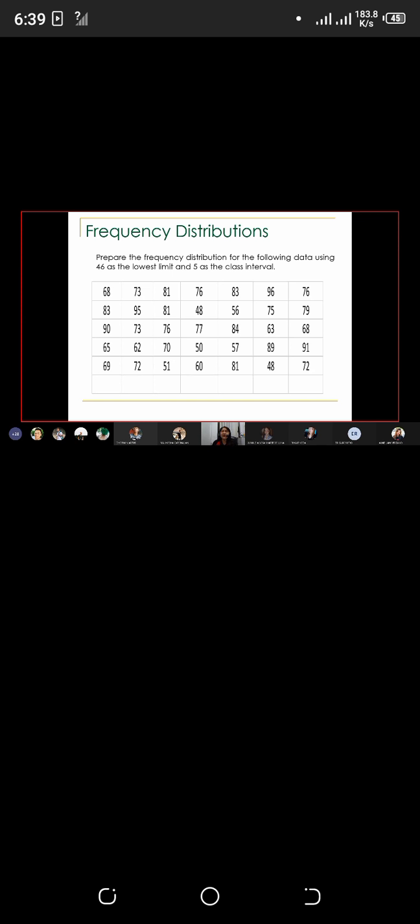46. So, anong number yung gagamitin natin so that when we deduct this number by 46, makukuha natin is 5? Anyone? 51 po ba? Okay. 51. Right. So, 51 less 46, so that is 5, diba? So, that will be our class interval for every class. Okay, so tingnan natin. Gawin natin sa Excel format.